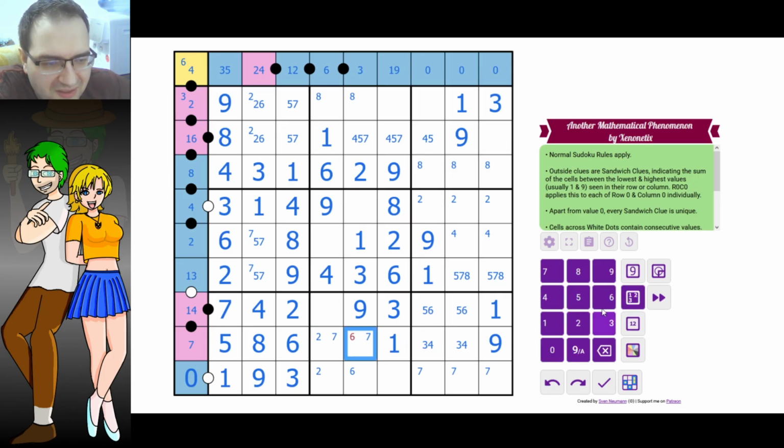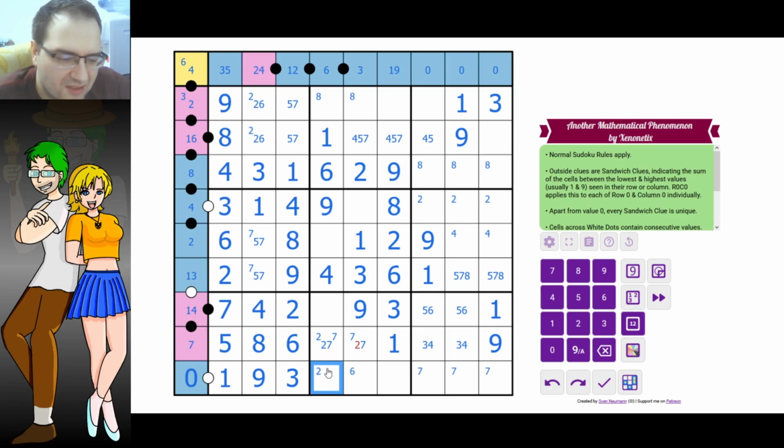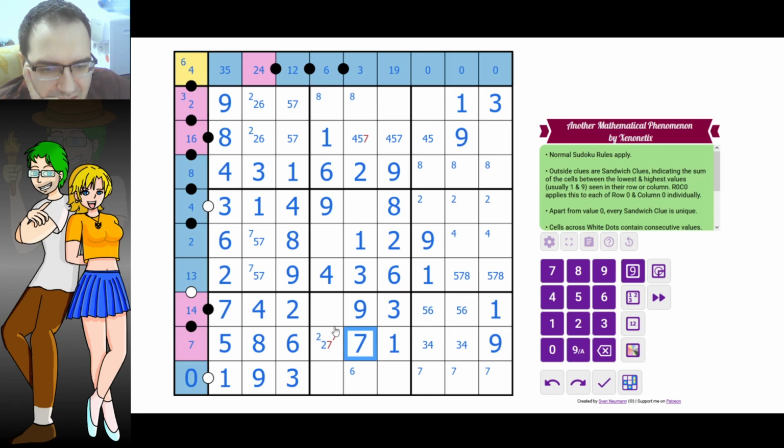I'm just going slowly. I cannot scan this so fast to know how to solve it, but we have a 3-4. So we need a 2-7 here, right? We have a 2-7 pair. 1, 2, 3, 4, 5, 6, 7, 8, 9. Which means this is not a 2. Oh, it says we have a 2 here. Good.